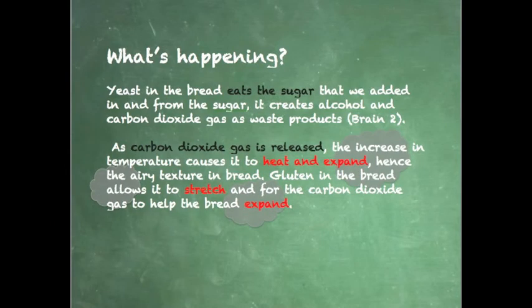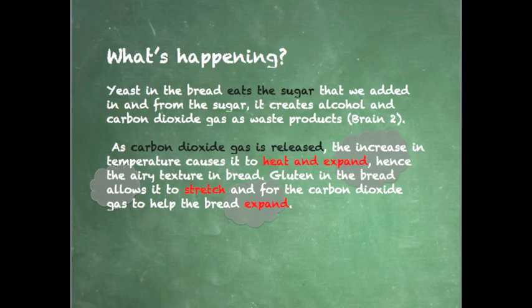Alright, so let's explain how Charles' Law is put to use while we're baking our bread. Charles' Law is stated as volume over temperature, and we know that this equation is directly proportional. So this means that as the temperature increases, the volume is also going to increase. The yeast in the bread eats the sugar that we added in, and from the sugar, it creates alcohol and carbon dioxide gas as waste products.